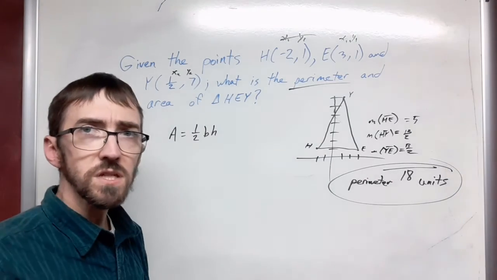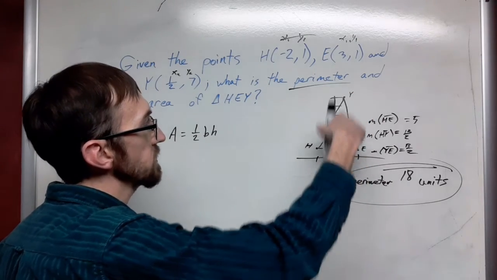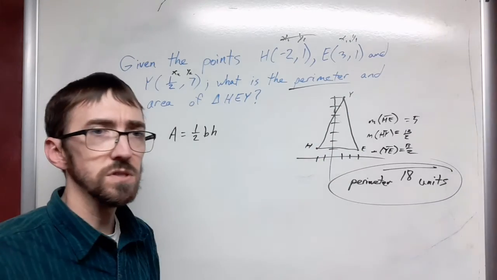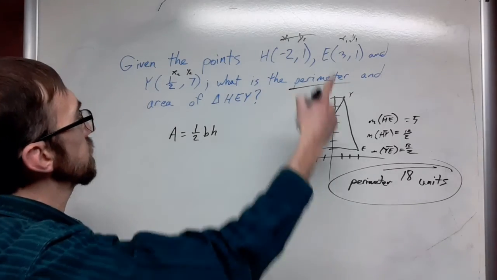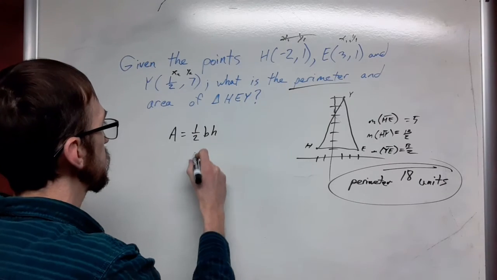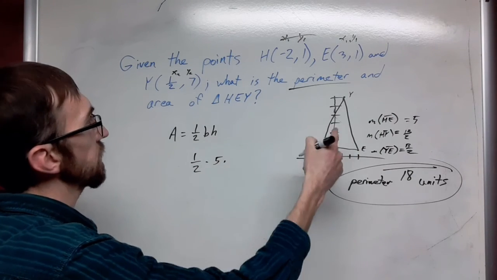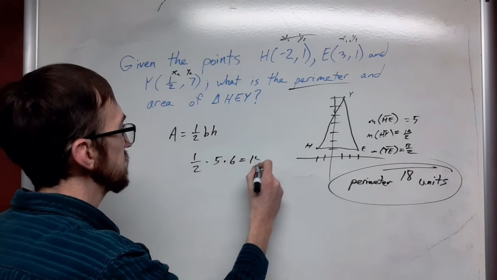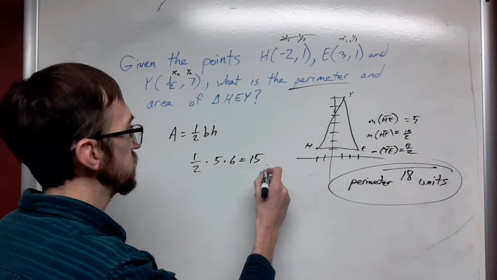If you didn't see that, you could draw a line that bisects your triangle, since this is an isosceles triangle, and you could use the Pythagorean theorem. You could get the height that way. But since this is a very nice triangle, we can see the height there. And so we're going to have 1/2 times the base, which is 5, times the height, which is 6. And so the answer to that is 15. So we have 15 square units.